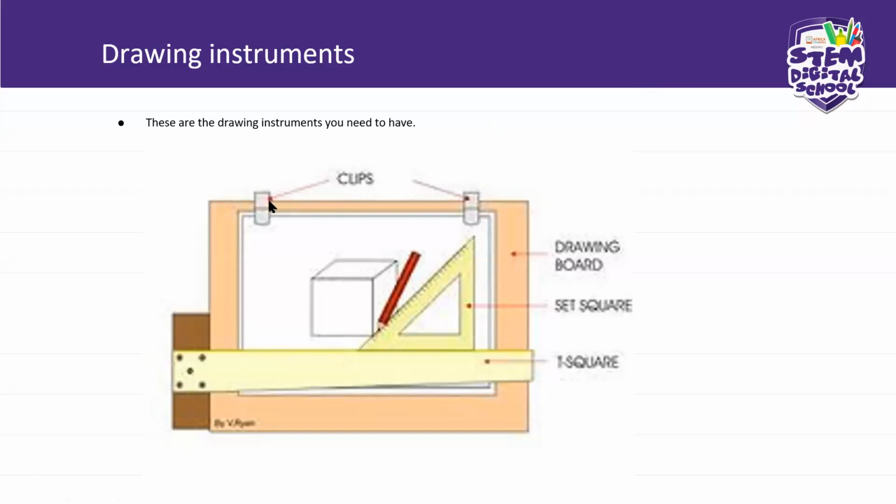Now, if you don't have these clips, you can use masking tape. You can use masking tape to hold your paper intact. Remember, you don't want to have a paper that is moving around while you are drawing, because that is going to affect the quality of your lines. And remember, your pencil must be sharpened at all times. Okay.